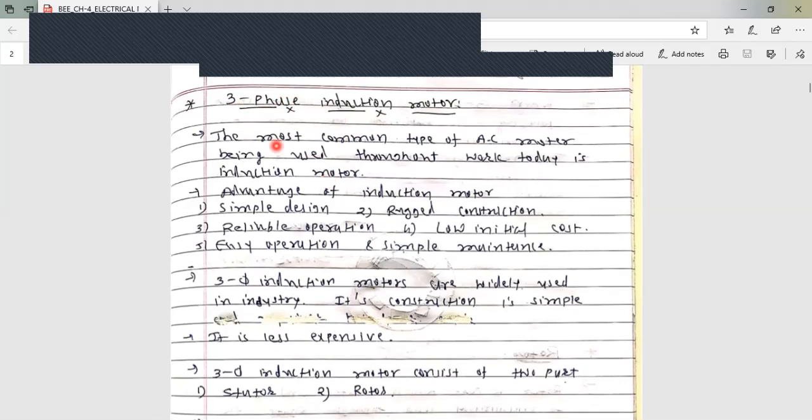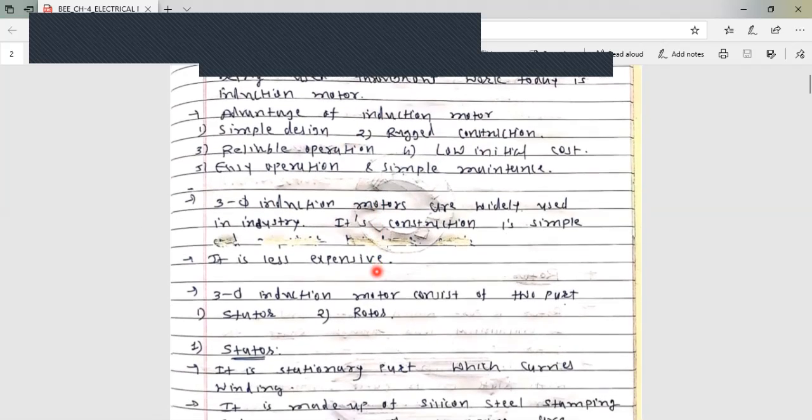The most common type of AC motor being used throughout the world today is the induction motor. It is most widely and popularly used right now. These are some advantages of the three-phase induction motor: simple design, rugged construction, reliable operation, low initial cost, easy operation and maintenance. Nowadays three-phase induction motors are widely used in industry because their construction is simple and they are less expensive.